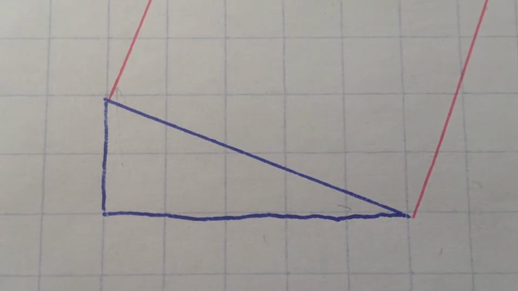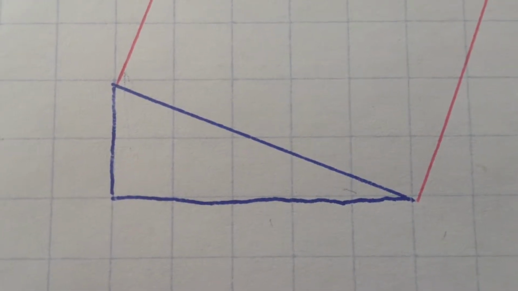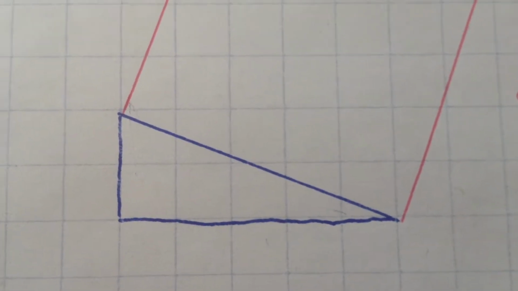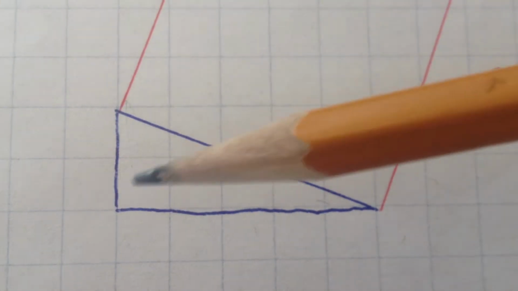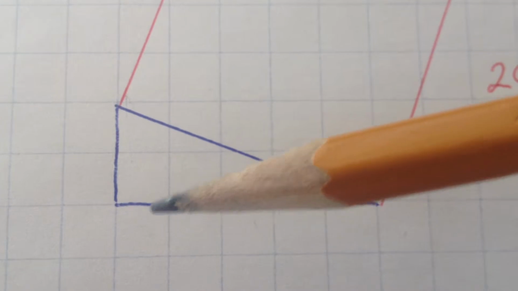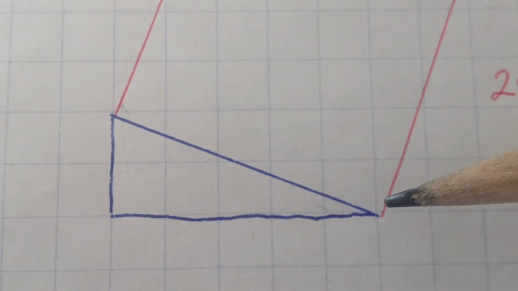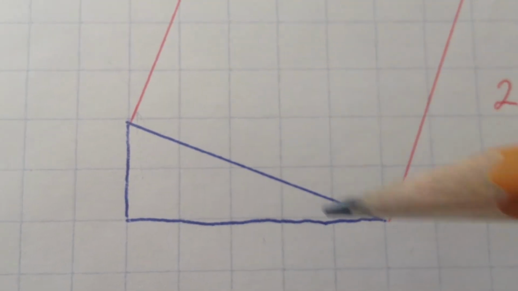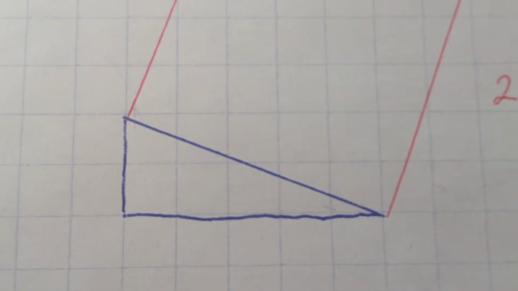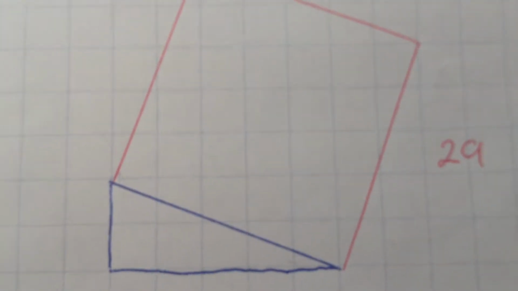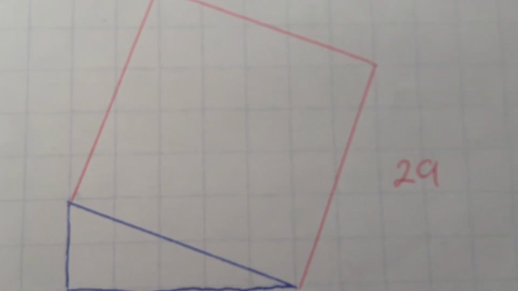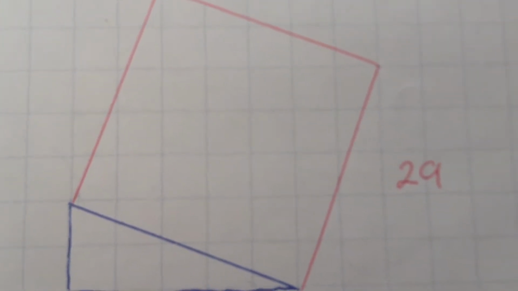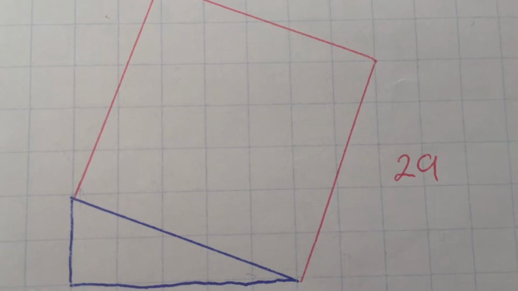Well, here's one for you. I have drawn here a right angle triangle with a side length of 2 squares here and 5 squares on this side. On the hypotenuse of this 2 by 5 triangle, I have drawn a bigger square. The big square has an area of 29 squares.